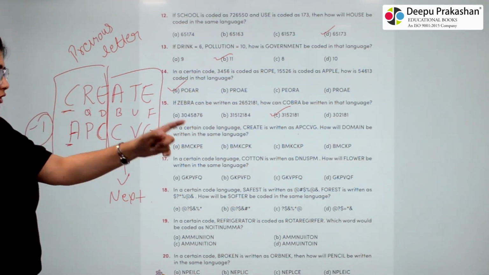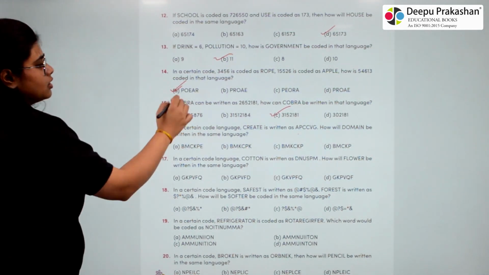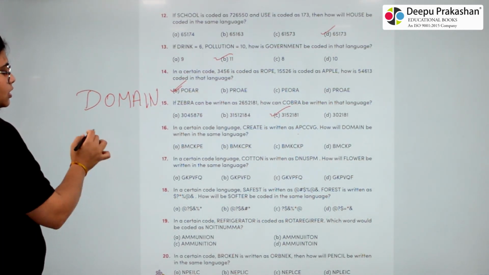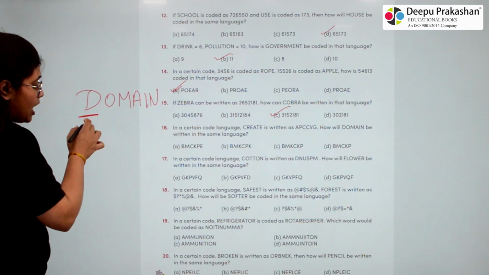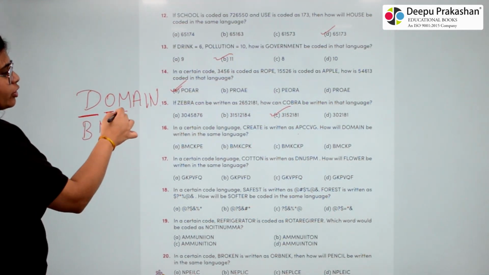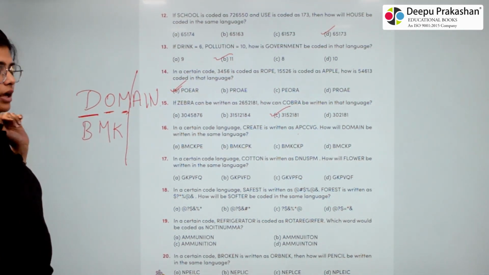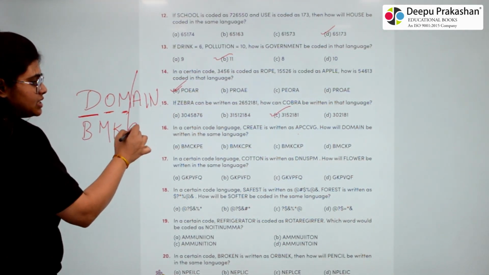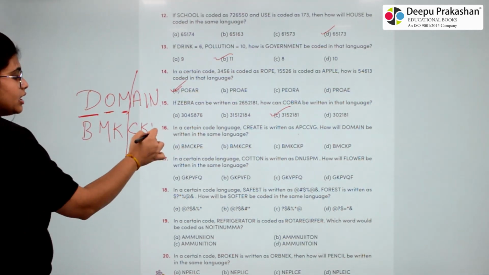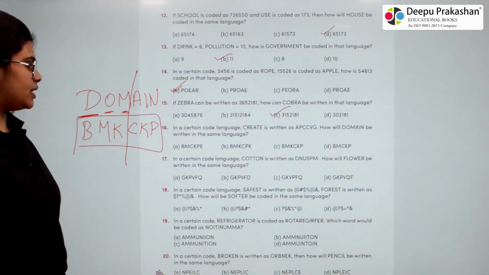Okay, so now we have to write the answer for domain. The letter before D is C and B. Before O is N and M. Before M is L, so K will come. A, so the letter after A will be C. I, the letter after I will be K. And N, the letter after N will be P. So our answer will be B, M, K, C, K, P.